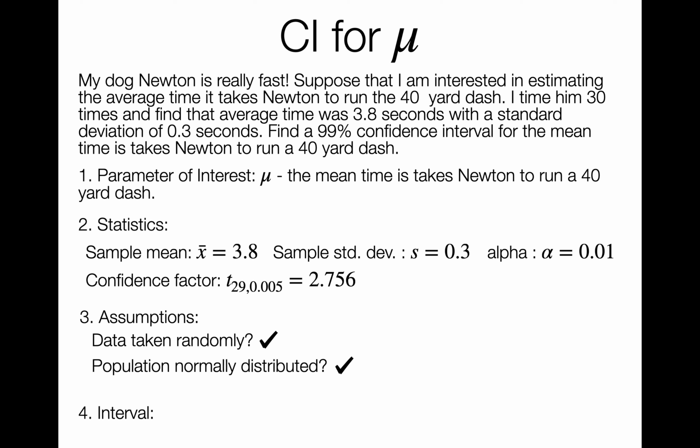So we do our calculation: 3.8 plus or minus our confidence factor 2.756 times s, 0.3, divided by the square root of n, which was 30, so the square root of 30. And when we do that, we get 3.649 to 3.95. Great.